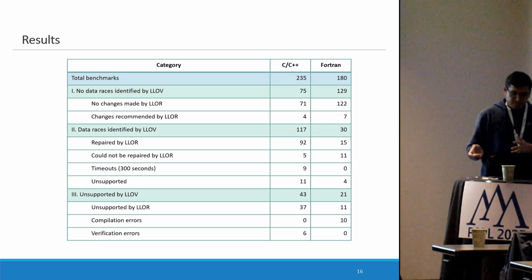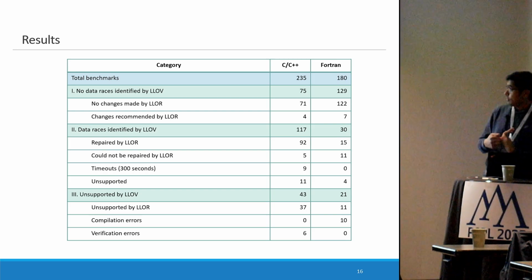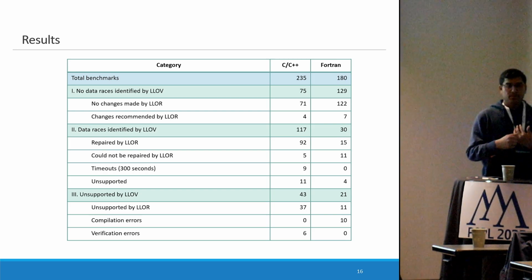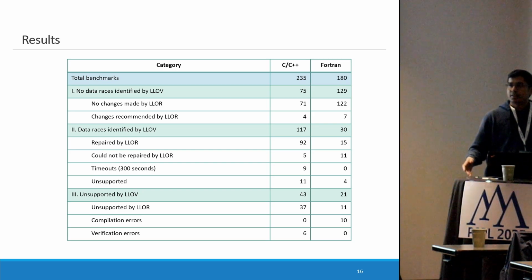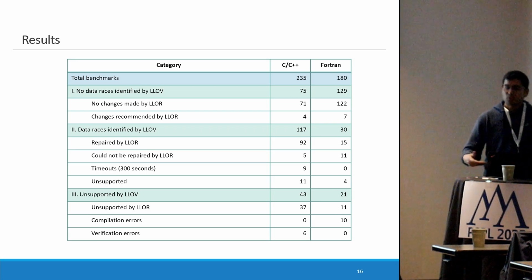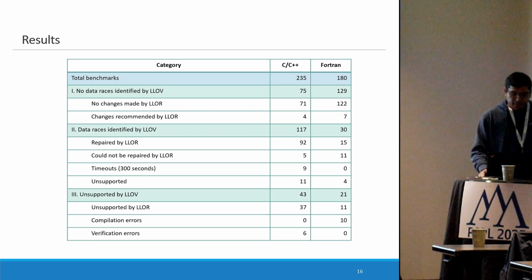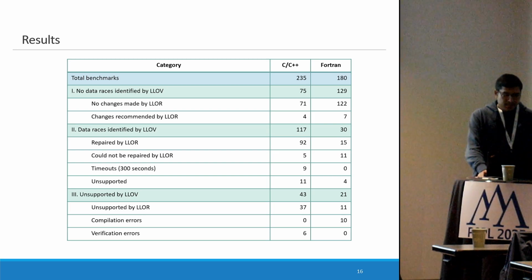However, we could not repair 5 of the C++ kernels because it is not merely possible to just fix the issue with a barrier or a synchronization construct. We might need a critical section or something more complex. And there are some cases where the programs timed out, where we set a timeout of 300 seconds.